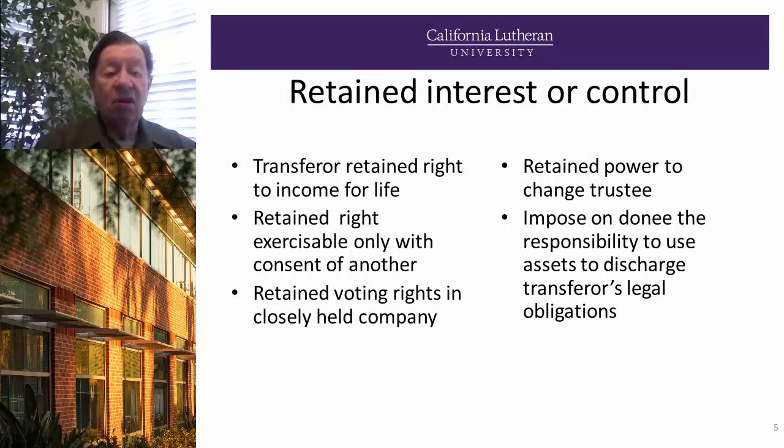Retained interest or control. Transfer with retained right to income for life. And this is, again, if I have a life estate, that's going to be included in my estate. I have retained rights exercisable only with the consent of another. That would be included in my estate. Retained voting rights in a closely held company. Retained power to change the trustee. Or retained power to impose on the donee the responsibility to use assets to discharge the transferor's legal obligations.